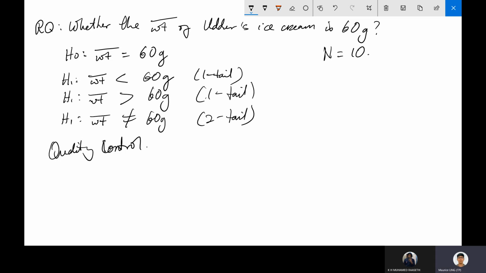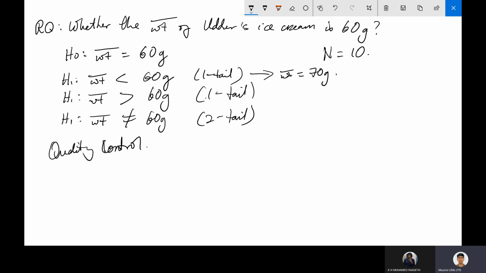Correct. No, both can be quality control. So let's say, for example, you want to test a null hypothesis of less than 60, but the average weight they find is 70 grams. Do you reject the null hypothesis? No, you still don't reject the null hypothesis.